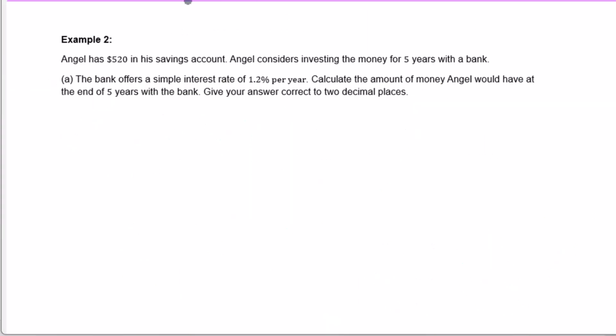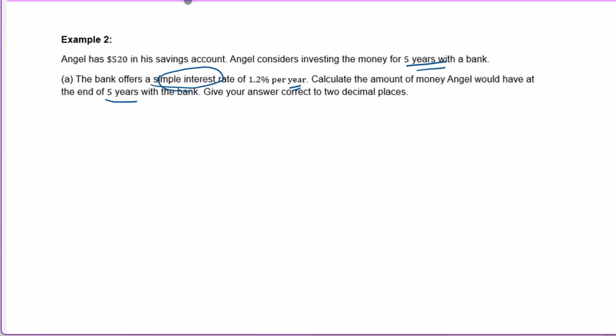Example 2. Andrew has $520 in his savings account. Andrew considers investing the money for 5 years with a bank. The bank offers a simple interest rate of 1.2% per year. Calculate the amount of money Andrew would have at the end of 5 years with the bank. Give your answer correct to 2 decimal places.